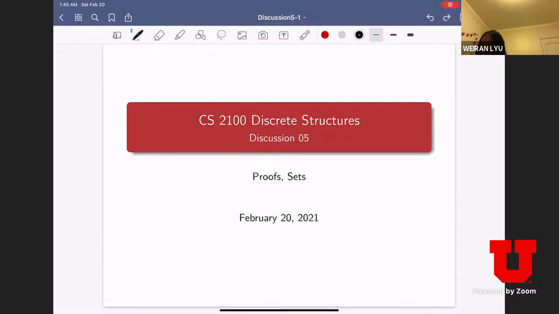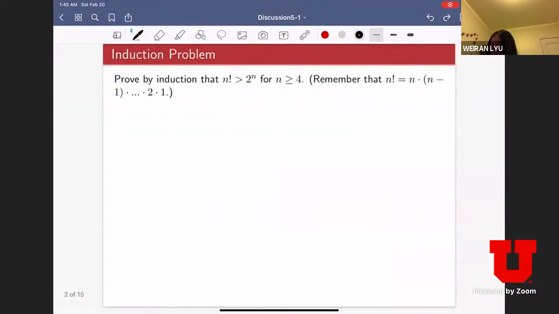Good morning, guys. Today we're just going to do some proofs and sets problems. So let's start with the first one, an induction problem. I will give you guys about 3 minutes to work on this one.